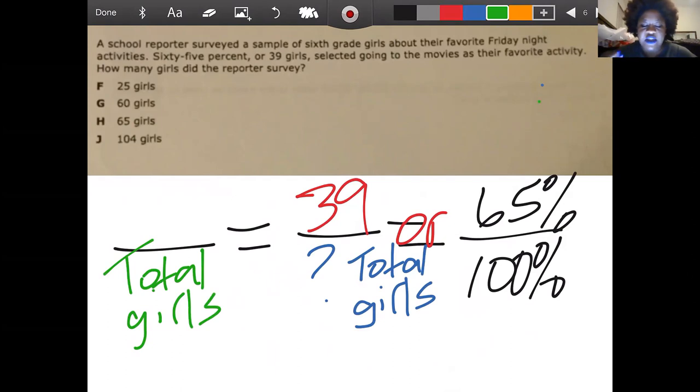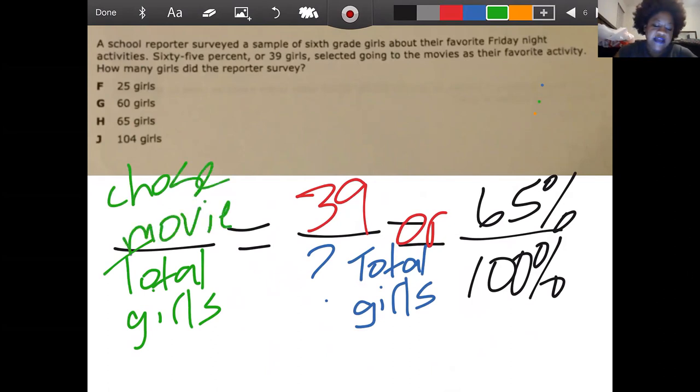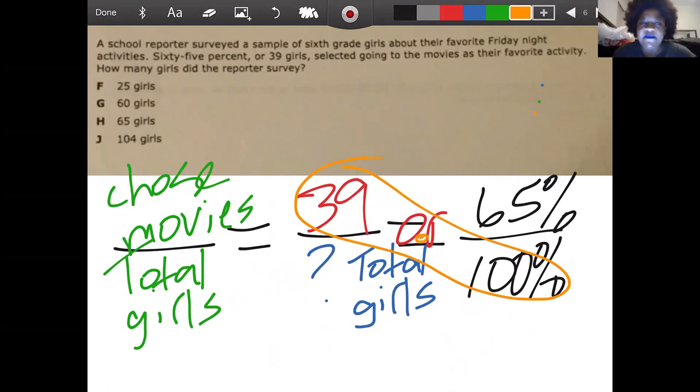What are they doing? The 39 is what? It is the ones who chose movies as their favorite activity. Okay? So once again, you are going to cross multiply. So 39 times 100. Some of you like to scale, but if it's not easy, if it's not beautiful numbers, don't scale it. Okay? So it's 39 times 100 equals 3,900.